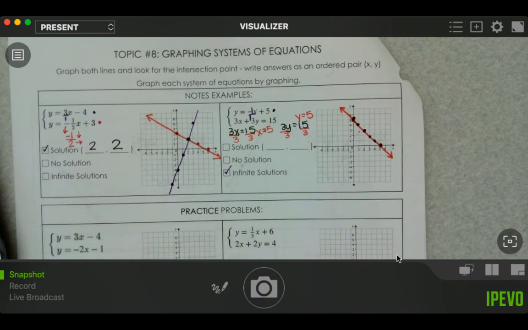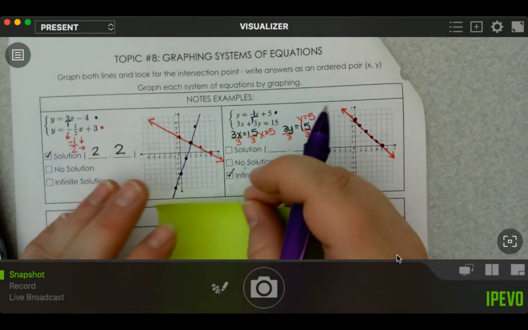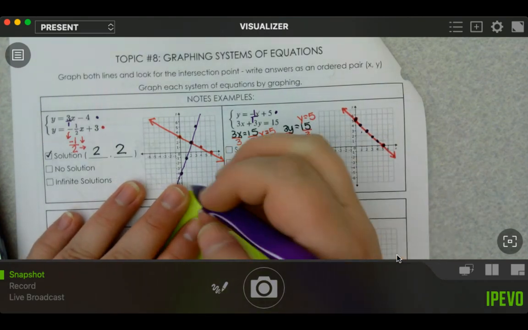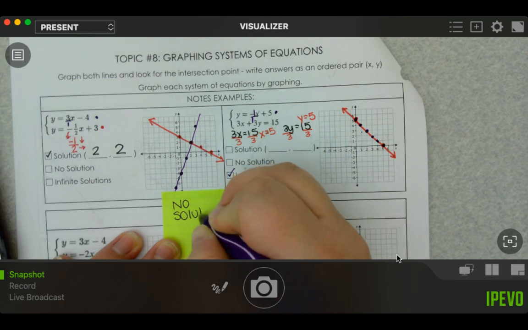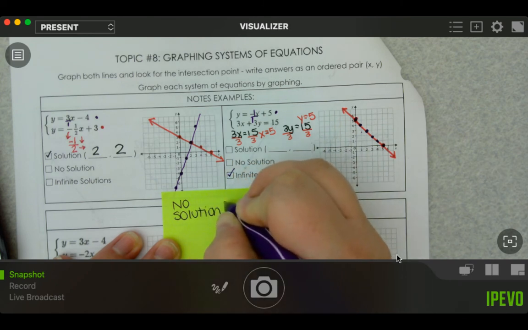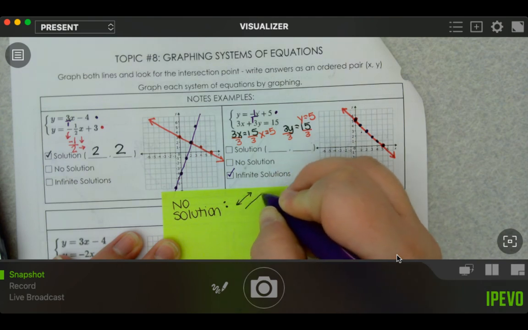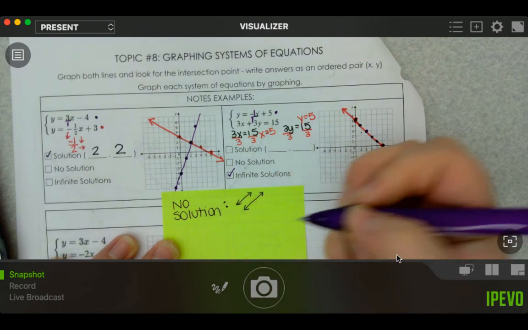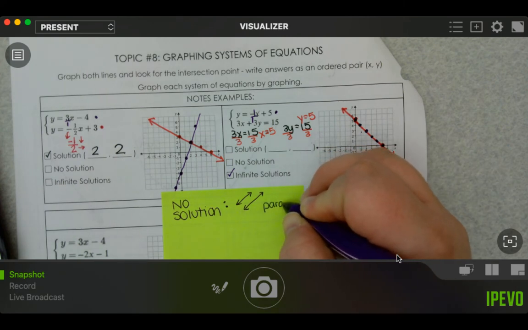The only other type of problem that you might see down below is no solution. I didn't technically do an example of no solution. So you can make a note of this if you guys want, over to the side or something. No solution would be something like this, where they are parallel lines.